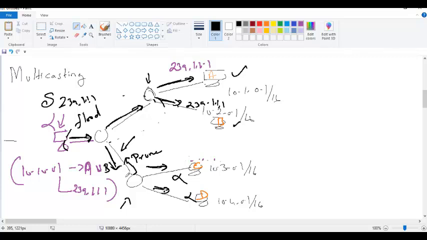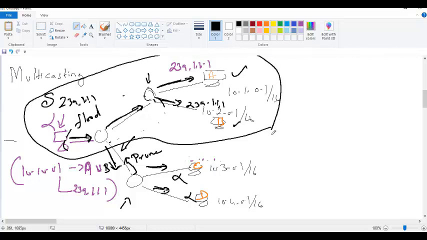This is what? Dense mode. From the source, it is trying to form a tree. To know the branches, it is flooding. Wherever the flooded packet is received, the tree gets formed. On the other branches, it gets pruned. So according to this 239.1.1.1, the multicasting tree has two branches, because the other side is pruned.